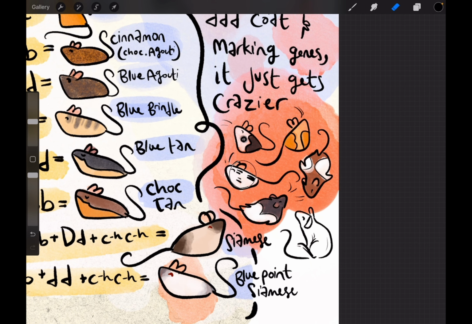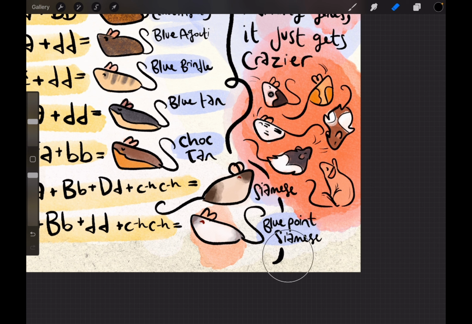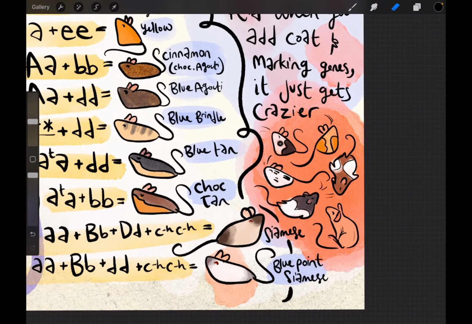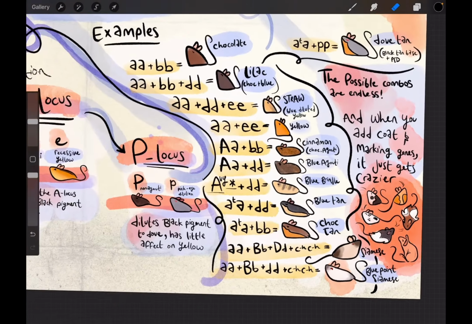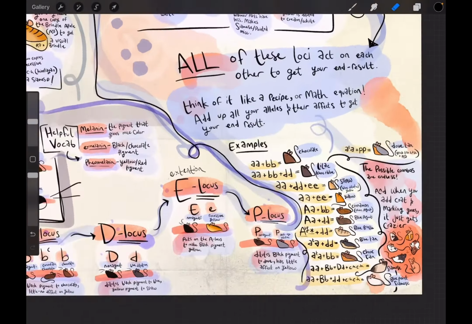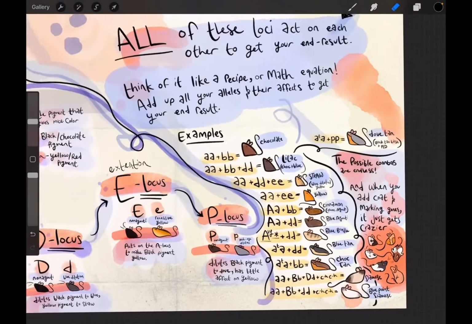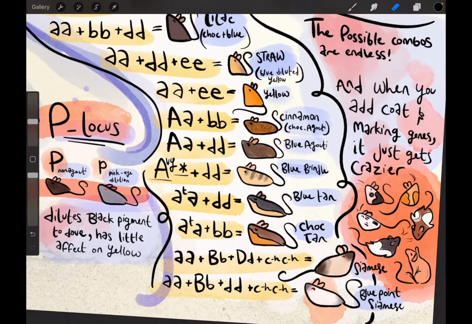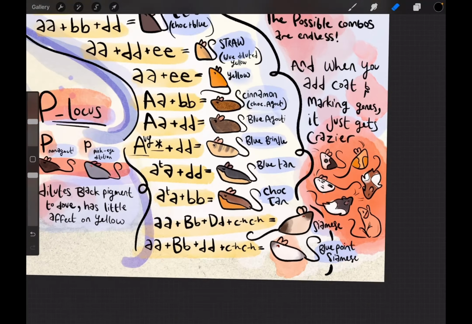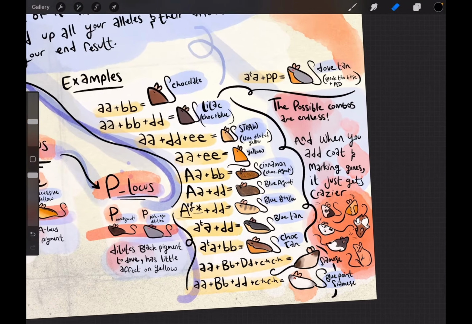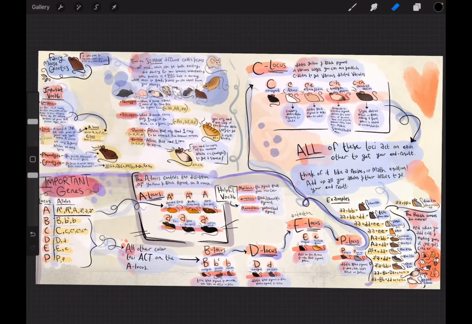You've got Merle, you've got Roan, you've got Splash, you've got Pied, you've got Variegated, you've got Banded and Belted, you've got Texels and Angoras and Hairless and Satin and Rex. It just gets crazy, man. It's fun. It's a good time. All the mice we discussed here today, just the tip of the iceberg when it comes to what's possible with fancy mice.